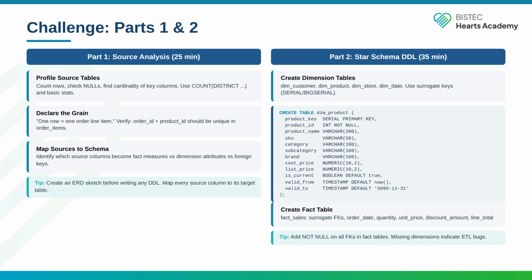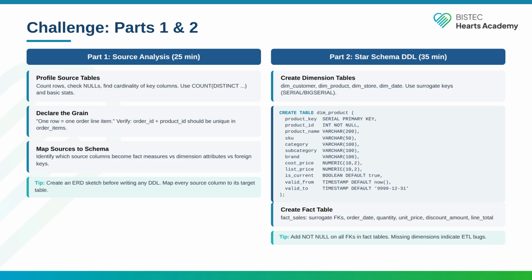Build DIM customer, DIM product, DIM store, and DIM date. Always use surrogate keys with serial or big-serial. Include SCD metadata columns on dimensions where you plan to track history: is current, valid from, and valid to.